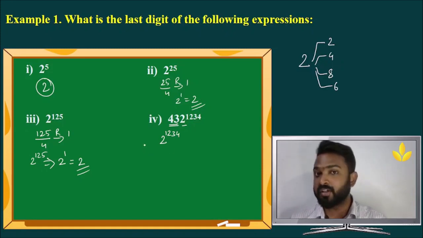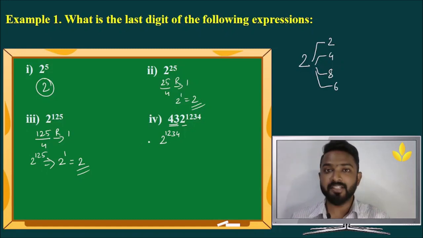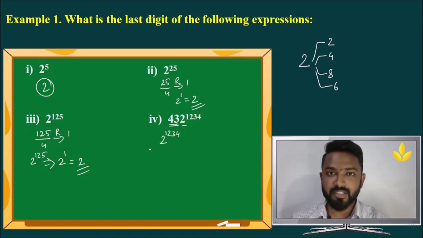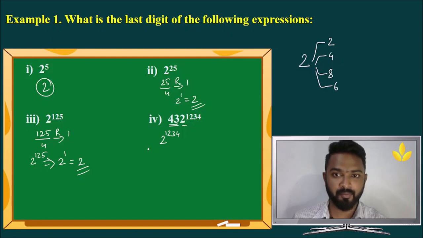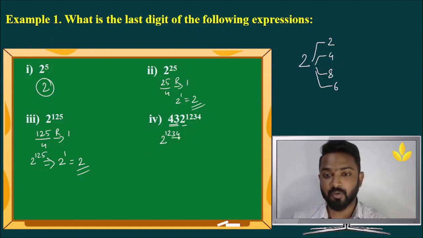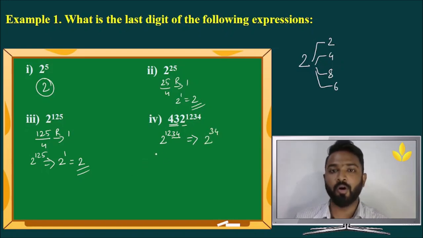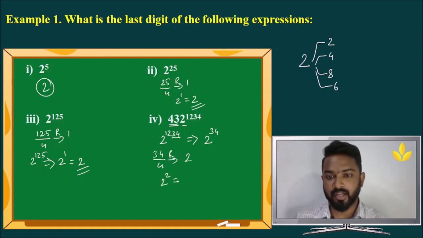And if you know the divisibility rule of 4, then this can be even simpler. What is the divisibility rule of 4? It states that if the last 2 digits of the number is divisible by 4, then the whole number is divisible by 4. Okay, so we only care about the last 2 digits over here because we are ultimately dividing by 4. So we don't care about the other digits. So this can be further simplified to be 2 to the power 34. Now all we have to do is 34 divided by 4. What is the remainder? The remainder is 2. That means the answer is 2 to the power 2, that is 4.